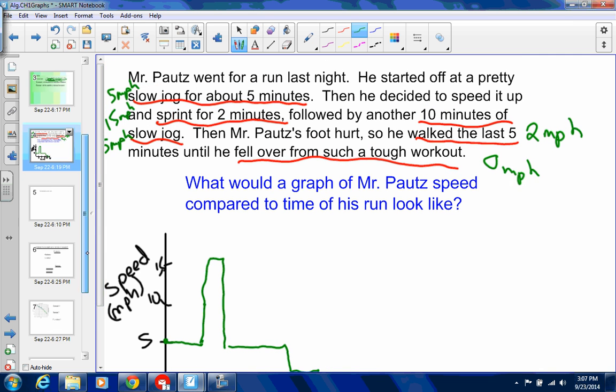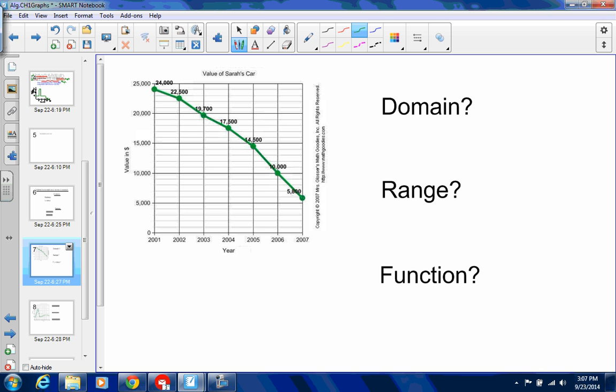Now, let's say you have some graphs that are already completed, like this one. You already drew this one. This Sarah here.